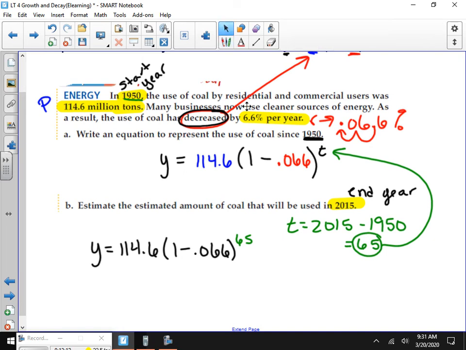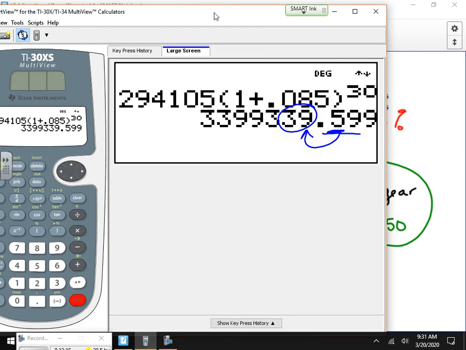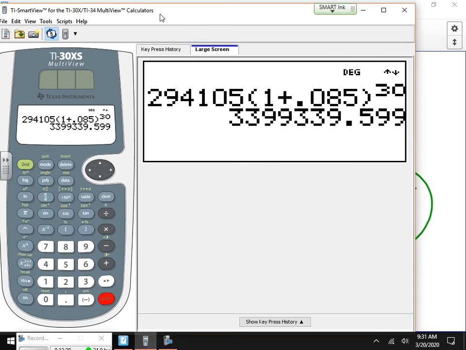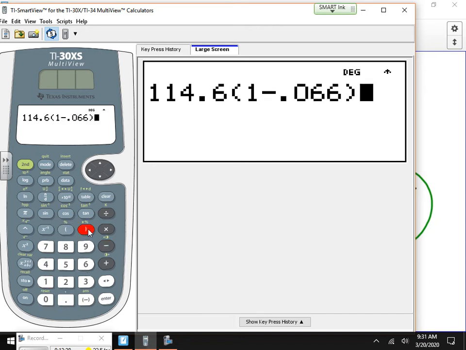So 114.6, close, or hit a parenthesis, and it's 1 minus, because I'm doing decay, 0.066, close the parenthesis. And I need that little 65 as an exponent, so I have to hit the upside down V, the caret button, and I put 65 right there. And I hit enter.